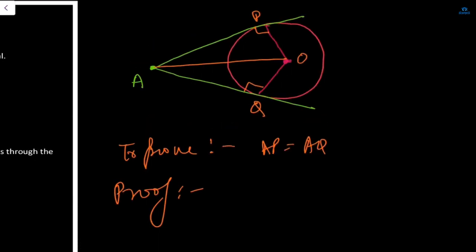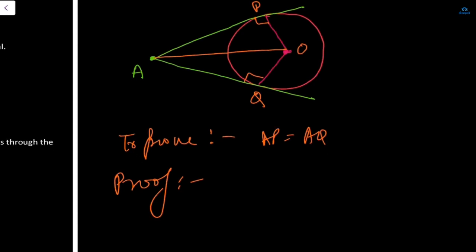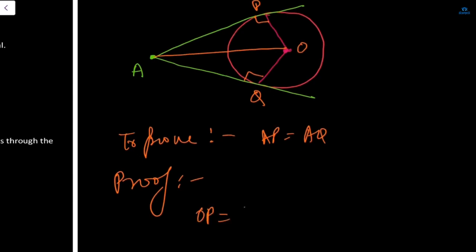Now, if you go to the proof, PO will be equal to OQ because it is the radius of the circle. We'll see that in the proof. First we'll see, if you take two triangles, after construction, this OP will be perpendicular to AP. How? Because AP is a tangent, and a tangent at any point of the circle is perpendicular to the radius. This is the theorem.